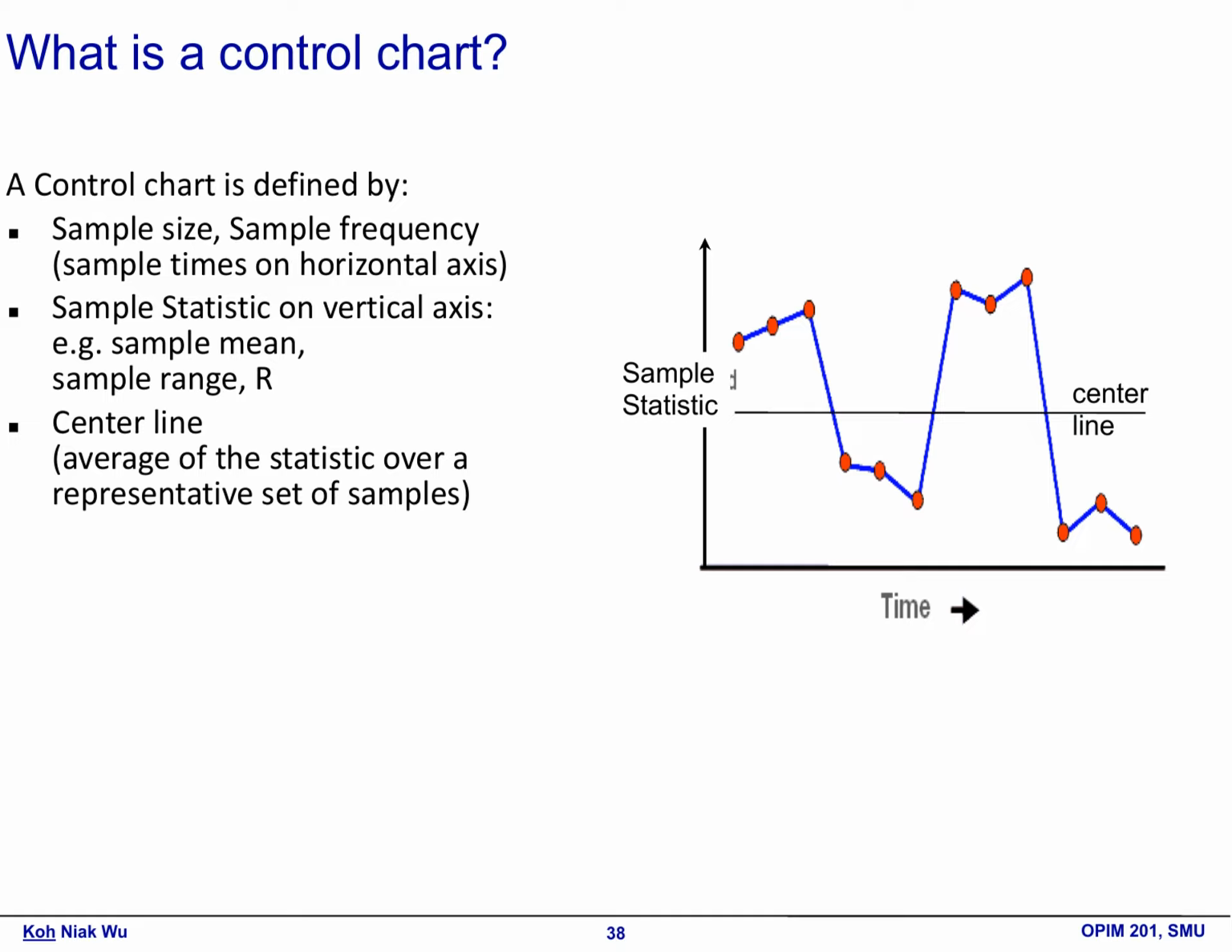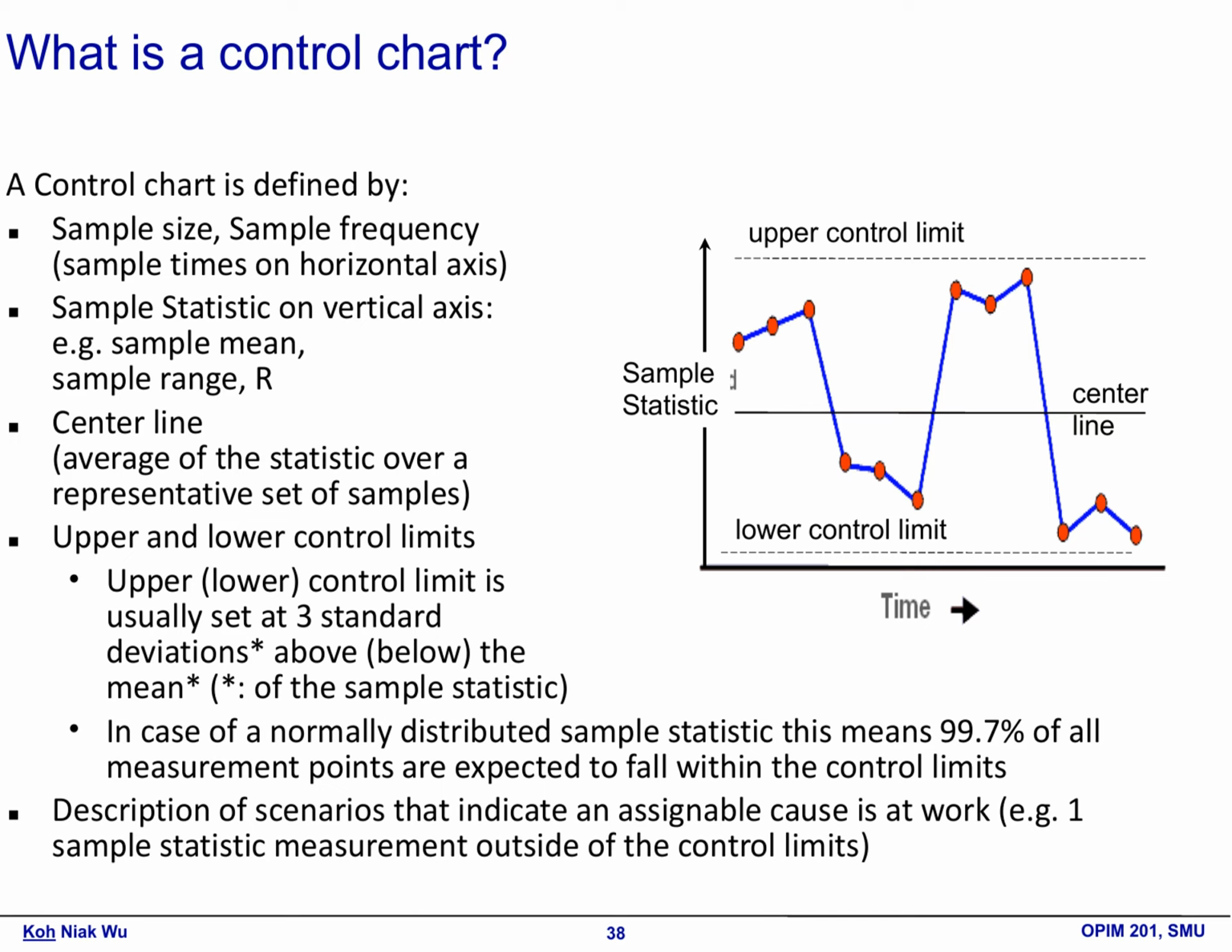The center line represents the average of the sample statistics. It is crucial for understanding how the process usually operates. Control limits are the upper and lower limits of the chart. They help identify whether a process is in control or not.